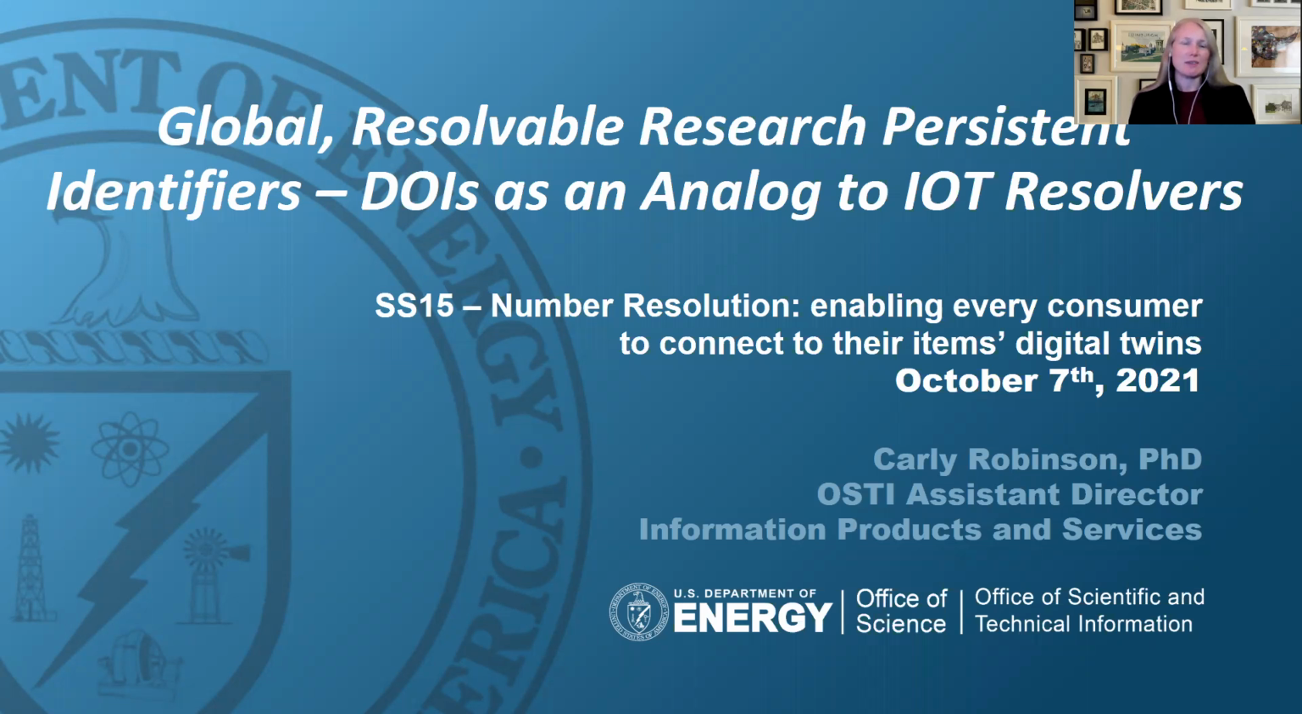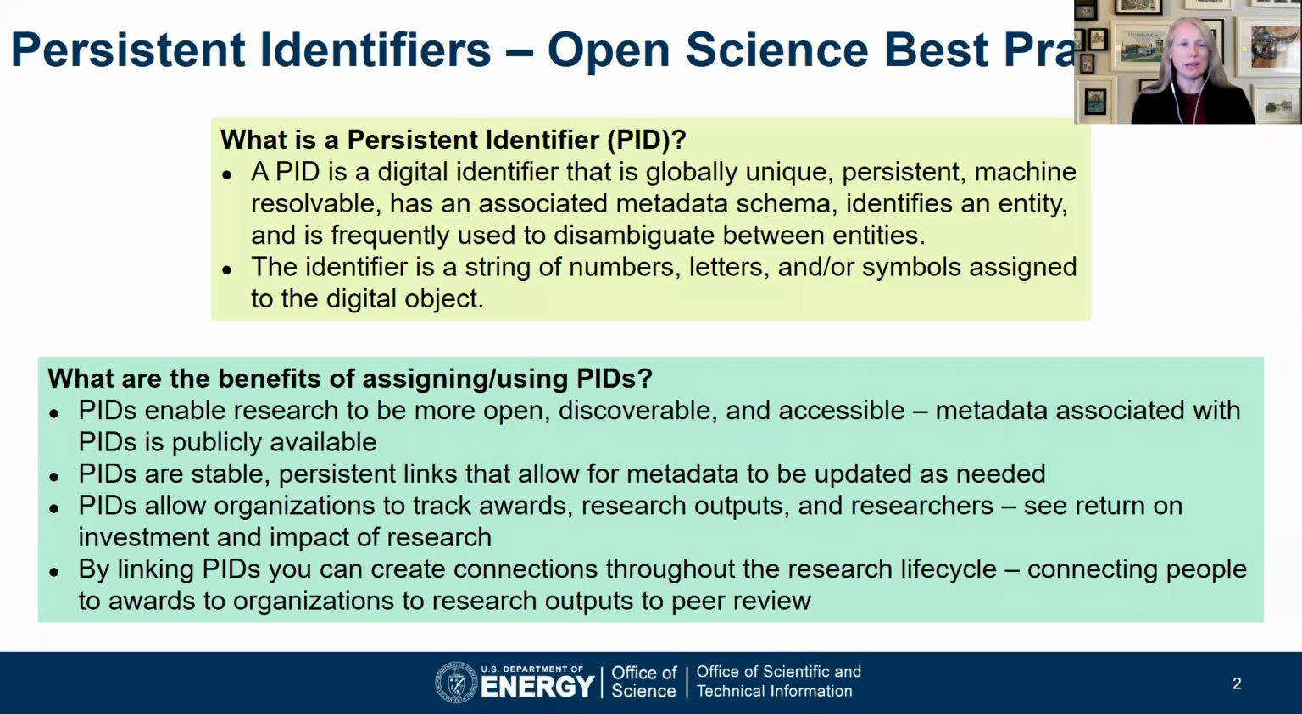So I'm going to be talking about global resolvable research persistent identifiers, specifically digital object identifiers or DOIs, as an analog to Internet of Things resolvers that you all think a lot about in your community. So to kick things off, I wanted to talk a little bit about persistent identifiers in the open science space, which is the area that I focus on.